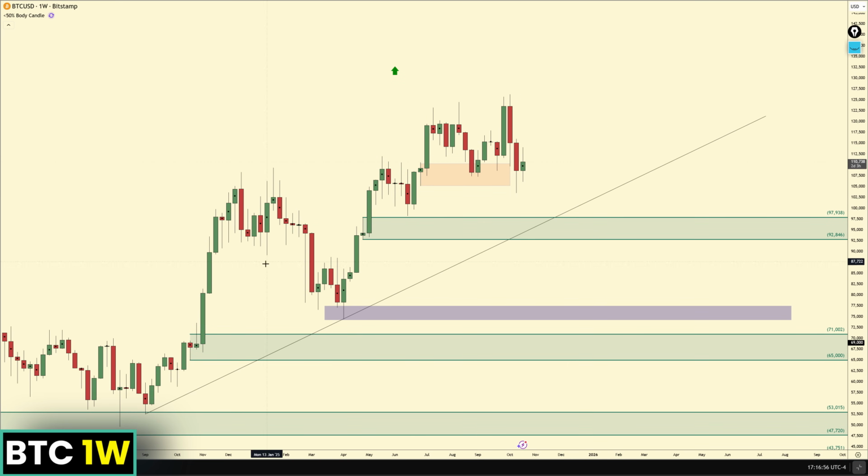All right, on to the forecast for Bitcoin. On the weekly time frame here, nice trend to the upside. Obviously, we did break this demand zone last week. Any pullback down to this weekly zone, I think at 97.938, could be a good potential long trading opportunity.